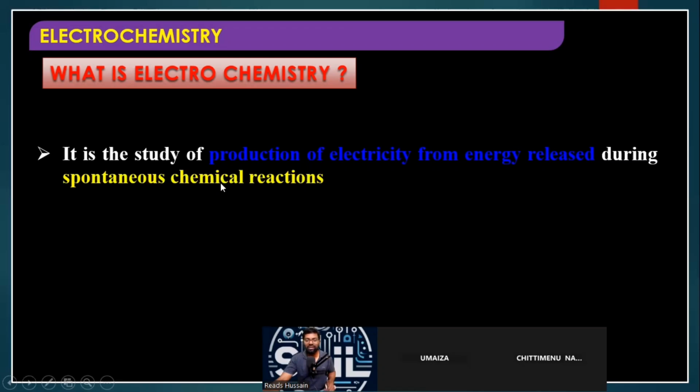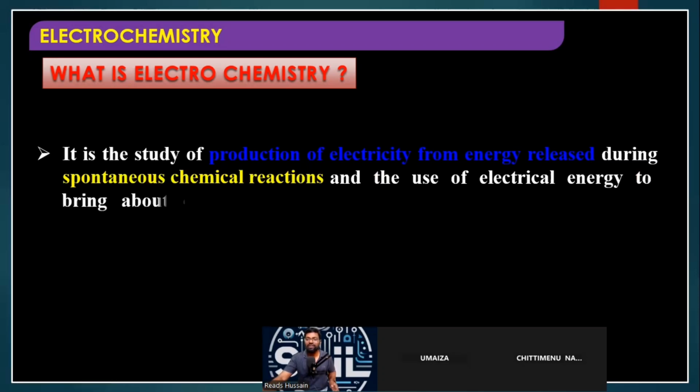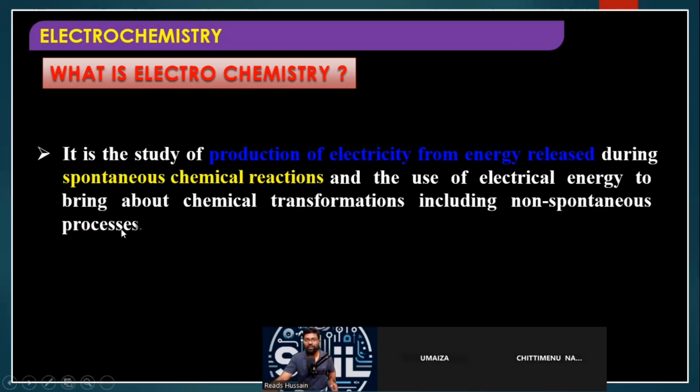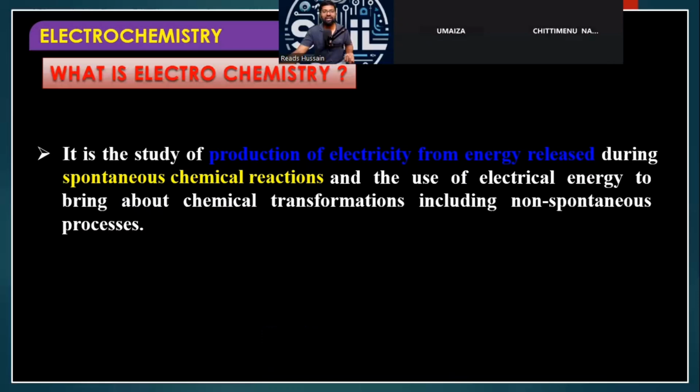That means during chemical reactions, some chemical energy will be released. That chemical energy is converted into electricity. This is one way of definition. And also, the use of electrical energy to bring about chemical transformation. That means we can use electrical energy to bring about chemical reactions. So both can happen: production of electricity from chemical reactions, as well as performing chemical reactions by using electricity. This is simply called electrochemistry.